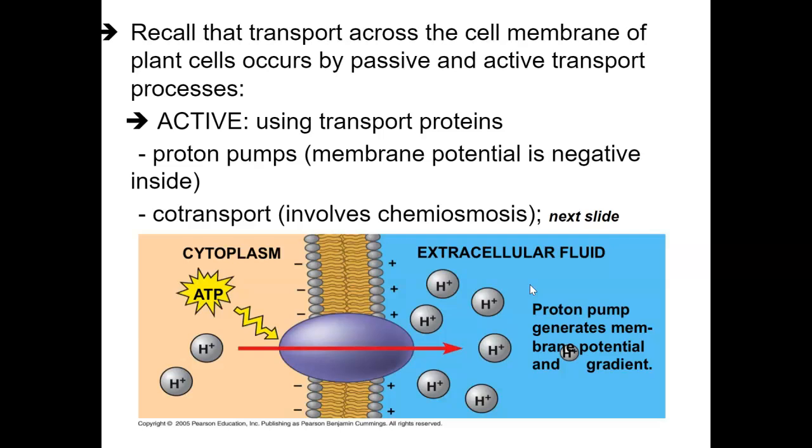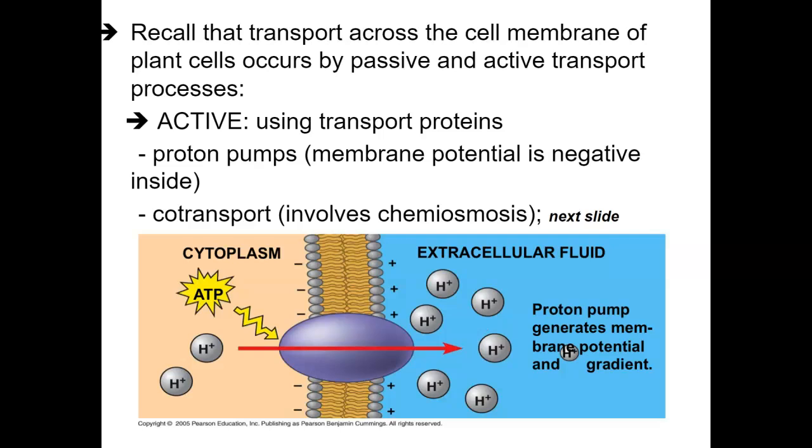Okay, so we're going to come back to that, but we are generating what's called membrane potential and a gradient of hydrogen ions. So there's a difference in both charge across the membrane, the outside's more positive, as well as a difference in concentration. We are concentrating the hydrogen ions on this side of the membrane, and that is done through active transport.